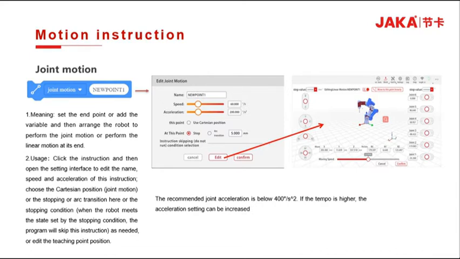Our joint motion uses 6 joint degrees, so when you modify the user coordinate system or TCP in the program, the motion position will not be changed. For edit, it will be the same action as previous for linear motion.